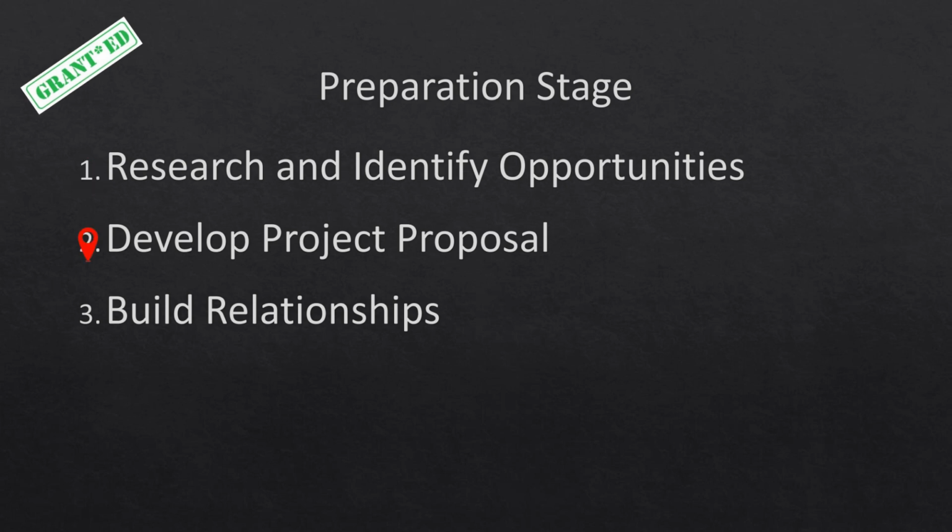2. Develop project proposal. Based on the identified opportunities, the fundraiser works with the project team to develop a compelling project proposal. This includes outlining project goals, objectives, activities, budget, timeline, and expected outcomes. The proposal should clearly articulate how the project addresses the funder's priorities and contributes to social impact.